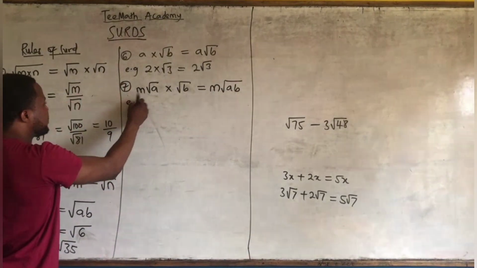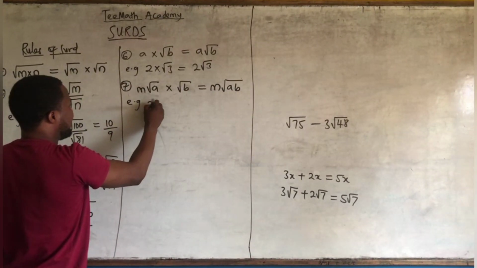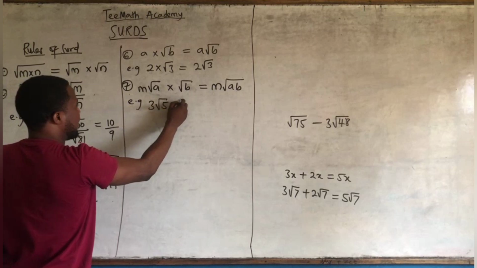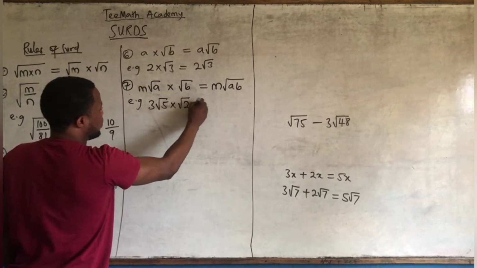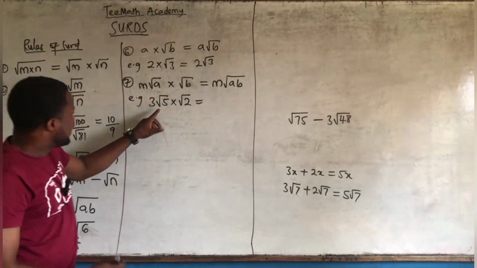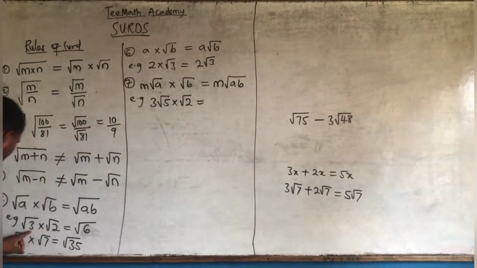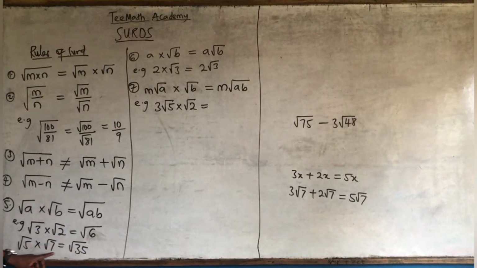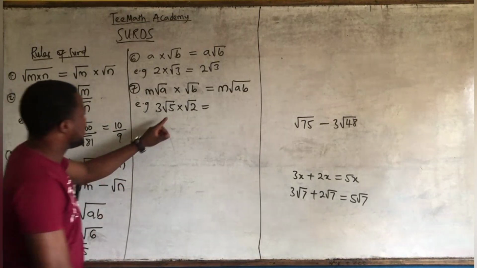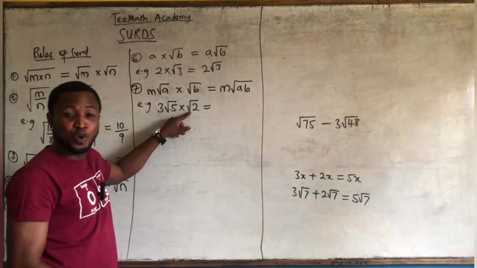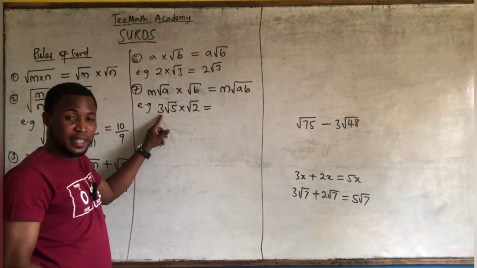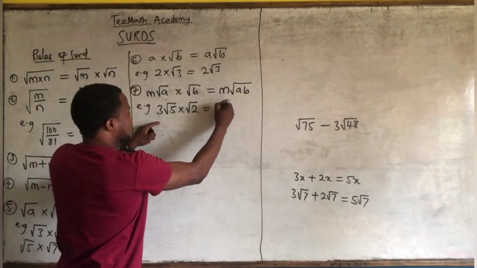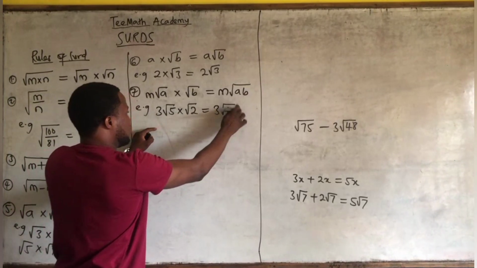An example is I can have 3 root 5 times root 2. What do we have here? This one has their root. Look at it here. Root 3 times root 2, you have root 6. Root 5 times root 7, you have root 35. Of course, if I have root 5 times root 2, I should have root 10. But with this 3, of course, the 3 will be outside, then I have root 10. 3 is not part of it.